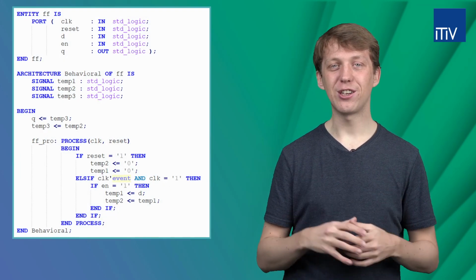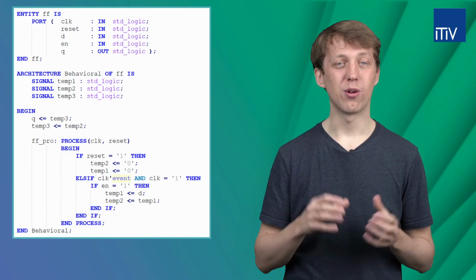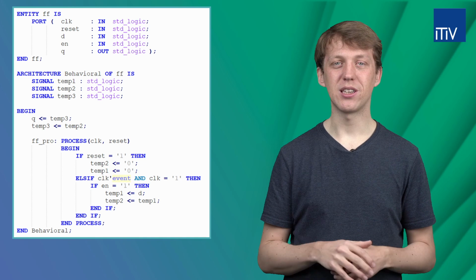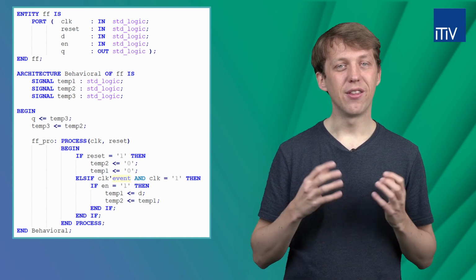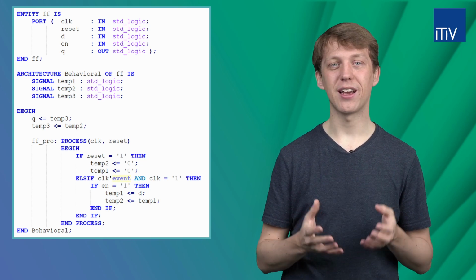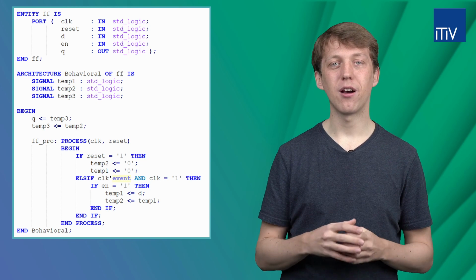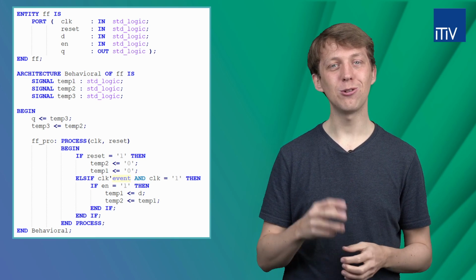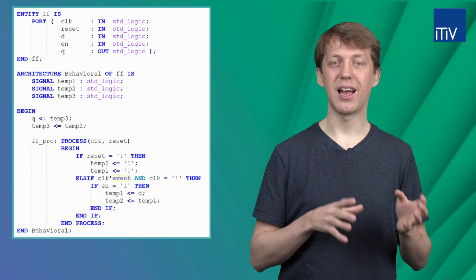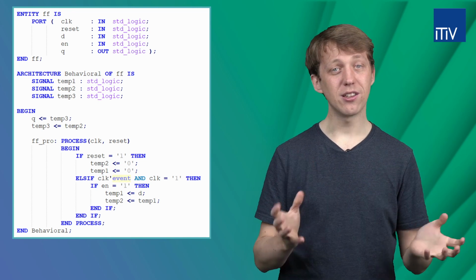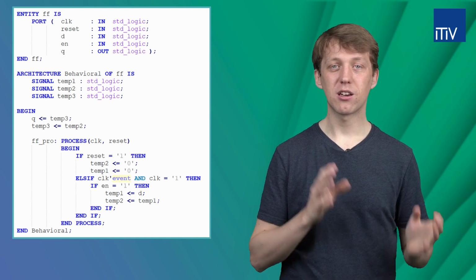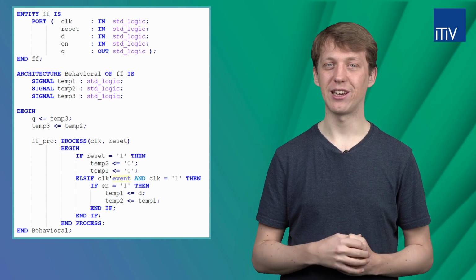Here you can see the VHDL code for a simple flip-flop with a clock, a reset, a data and an enable input. The output signal is named Q. Down below you can see the architecture description where 3 signals are defined at the beginning. The body of the architectural description includes 2 concurrent signal assignments and a process which is triggered on the clock and the reset signal. This implementation is a good example to showcase the differences between concurrent and sequential signal assignments.